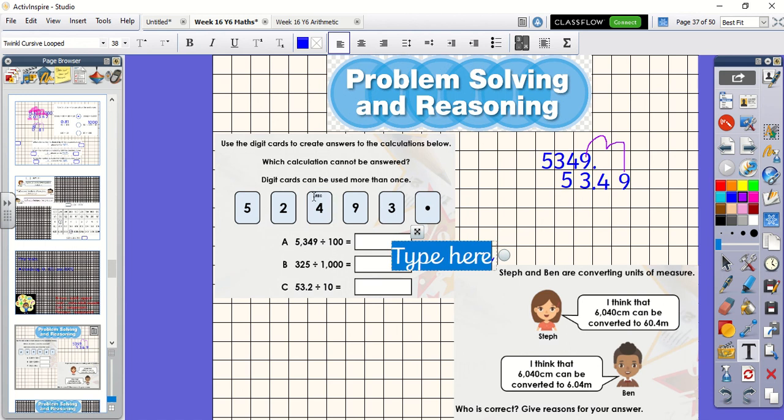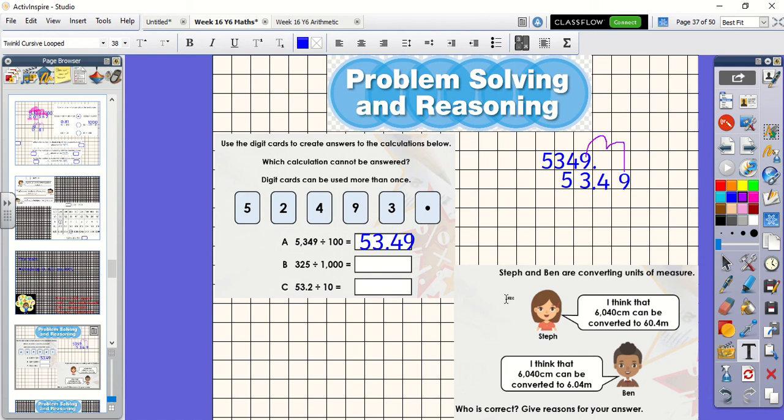So I can use a 5, yep. I can use a 3, yep. I can use a decimal point, yep. I can use a 4, yep. And you can use a 9. So that answer can be answered. Okay, so I want you to have a go at B and C to tell me what digit cards you will use and then which calculation cannot be answered because the digit cards are not there.